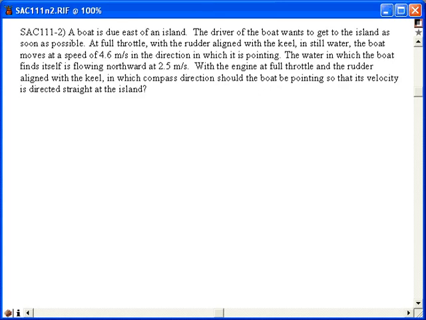Okay, we've got a boat due east of an island. Let's indicate an island over here. We'll put a boat in due east of it. And the driver of the boat wants to get to the island as soon as possible.